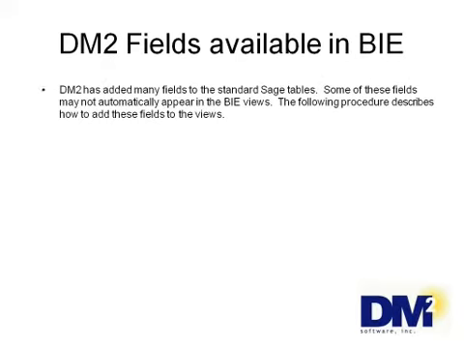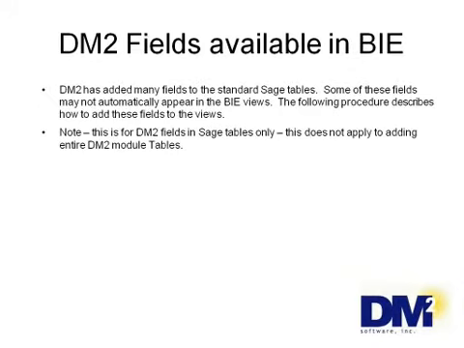So, first of all, DM2 has added many fields to the standard Sage tables. Some of those fields don't automatically appear in the BIE views, but they're already there. So if you go into Access Business Insights Explorer, the data elements are there but need to be added into the BIE view. So this is only DM2 fields in the Sage table.